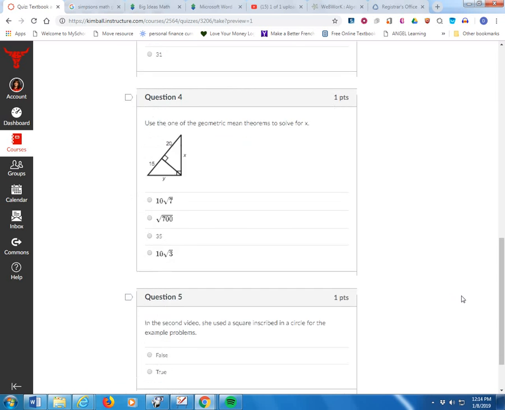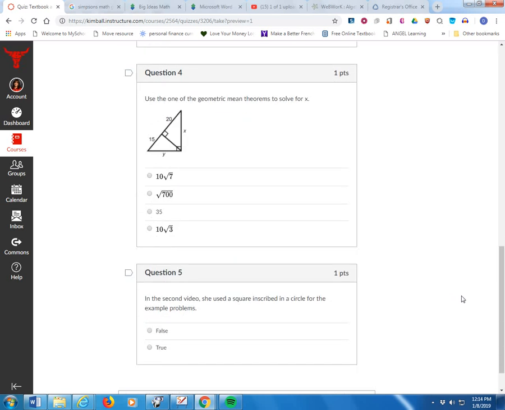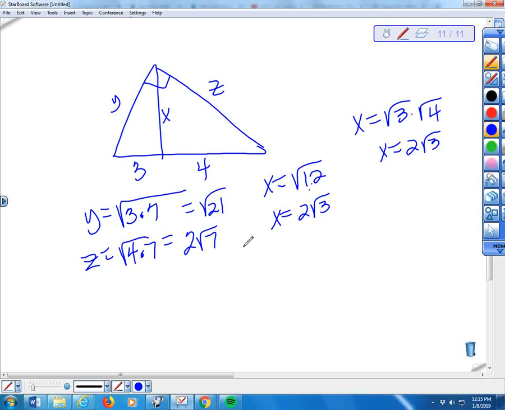Use one of the geometric mean theorems to solve for x. So this is going to be a leg, right? So it's going to be the geometric mean of the side closest times the whole length. Well, the side closest is 20, and the whole length is 35, right? The square root of 20 times the square root of 35. The square root of 20 is 2 square roots of 5, times the square root of 35, right?